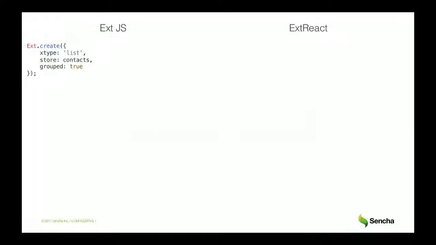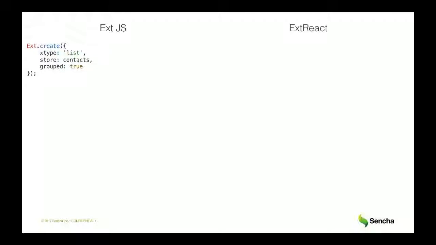So as an example, let's look at using the list component. In ExtJS, the way that you would use any component, specifically list, is you call Ext.create, and you pass it a config object with an xtype, in this case list. You probably wire up your list with a store, and then provide some other config properties. Like here, we're saying we want a grouped list, so we'll get pinned group headers in our list.